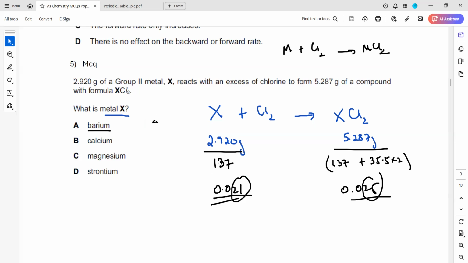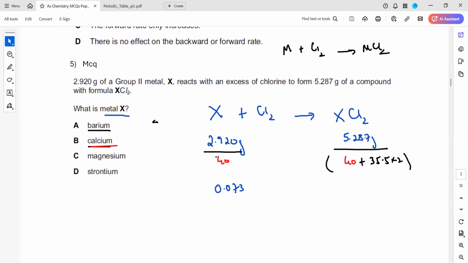Then we check with the second option. The only thing we have to do is change the element here. If the element was calcium, then this will be divided by 40 and here 40 will be added. So 2.920 divided by 40, the final answer will be 0.073.